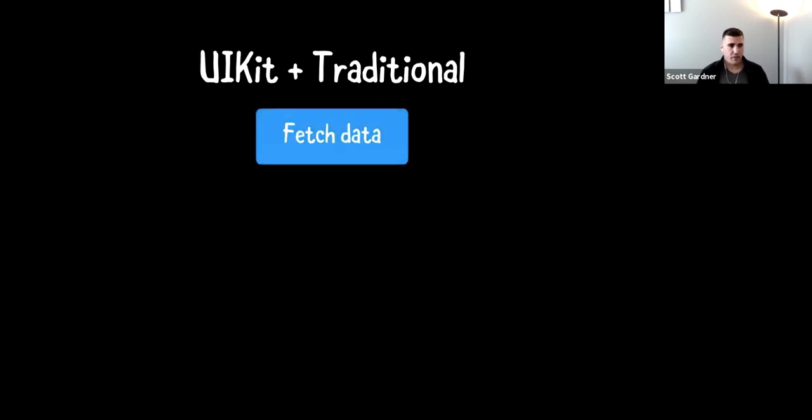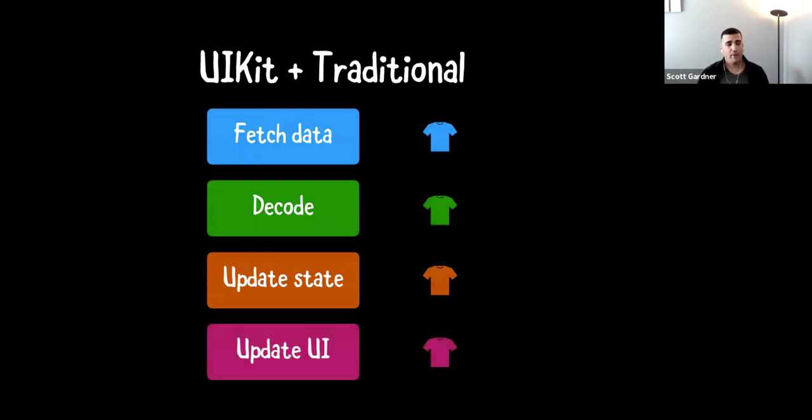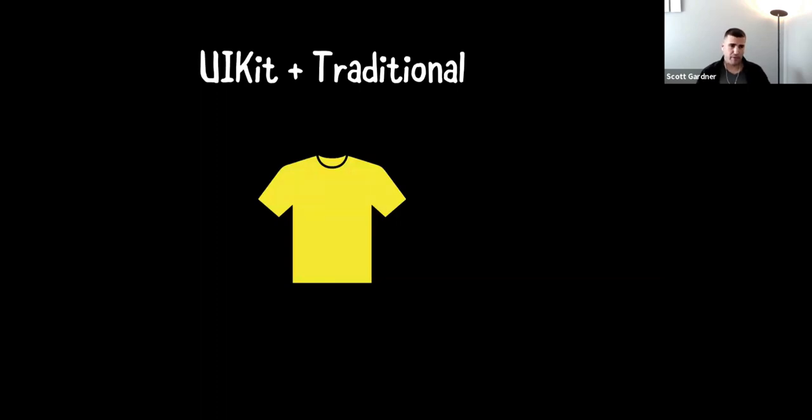Okay, shifting gears a little bit. We're going to jump right into looking at what it looks like to do a typical task like fetching data and updating a UI using UIKit and traditional APIs, and then we'll compare that to what it looks like with SwiftUI and Combine. So typically you're going to fetch data, and let's just say that t-shirt represents that unit of work. We're going to decode that data, then we're going to update state, our model, for example, and then we're going to update UI. And so adding those t-shirts up would be roughly this size t-shirt amount of work.